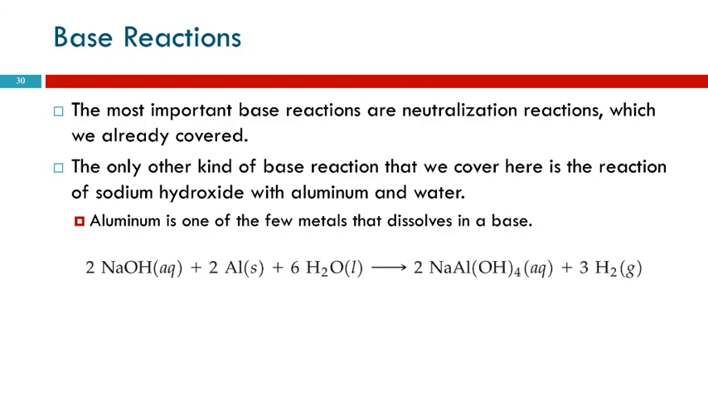So base reactions. The important base reactions are those that occur with acids. So those are neutralization reactions. We already talked about those. The only other thing we're going to look at here is sodium hydroxide reacting with aluminum. Aluminum is one of very few metals that will dissolve in a base. So we can take sodium hydroxide, potassium hydroxide, something like that. Aluminum, and this has to be done in water because water becomes part of the compound that's formed. And we can actually dissolve the aluminum.